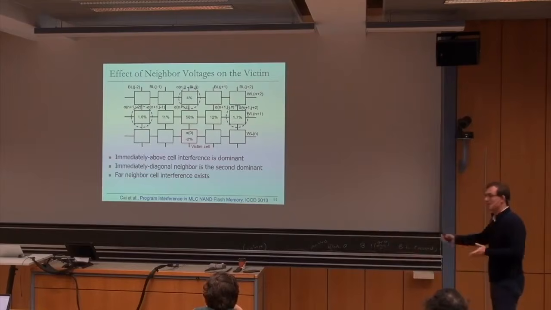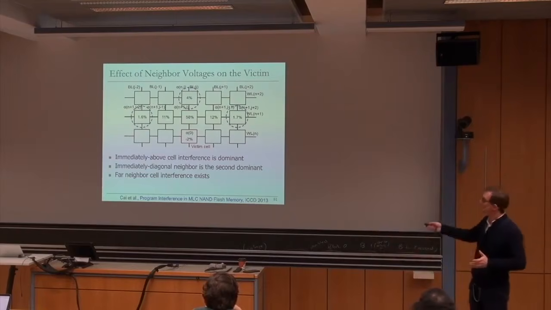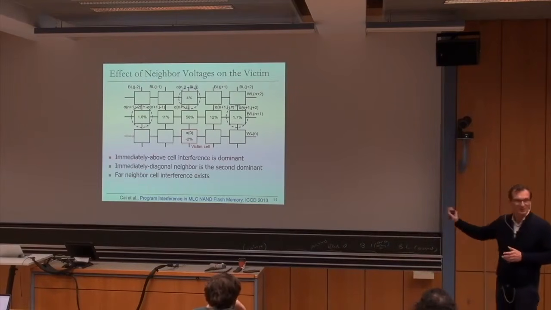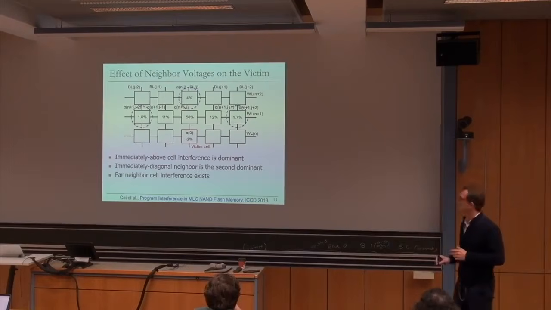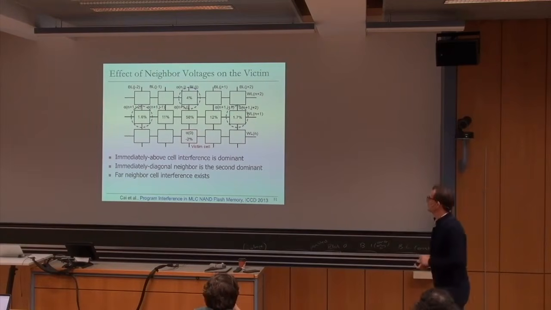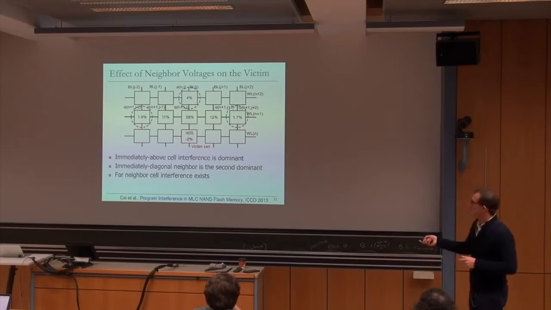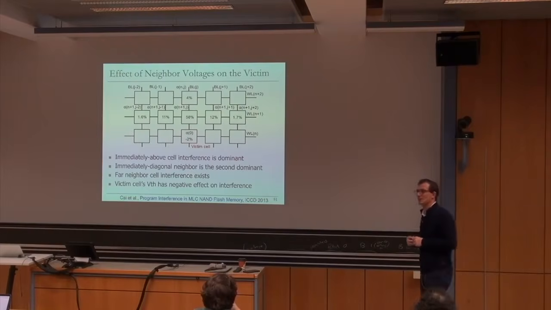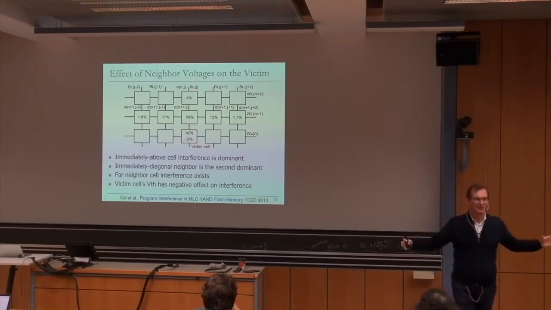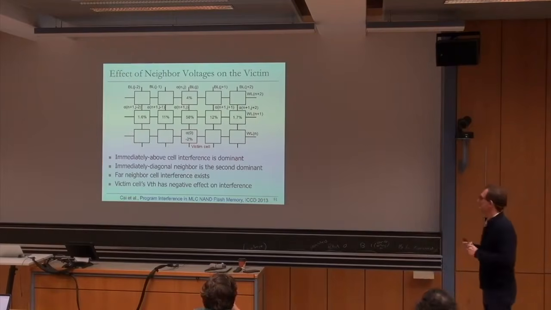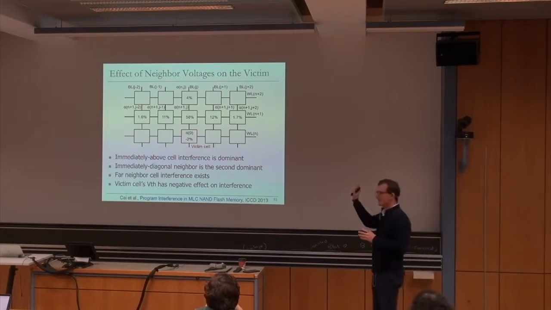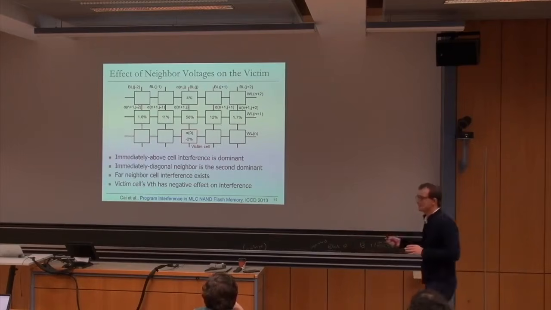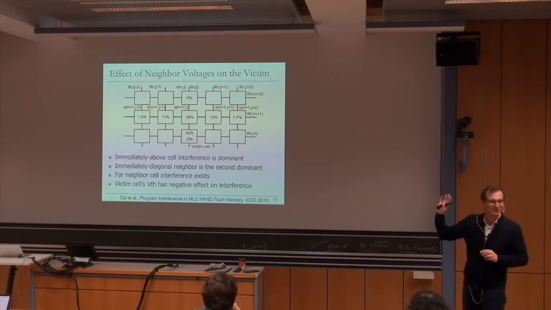Actually, I believe RowHammer has a similar probability, except it's not easy to measure these voltages. The beauty in flash is you can measure these voltages to some precision. And also, basically, far neighbor cell interference exists, and actually victim cells' VTH has a negative effect on interference. So the higher your threshold voltage is, the less likely that you're affected by your neighbors. That's the interpretation of this. So I like this figure a lot because it's very interesting. I would love to do this for DRAM, for example, but it's not very easy to do.